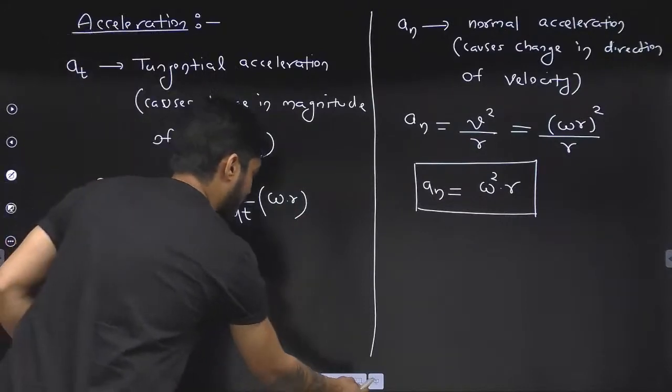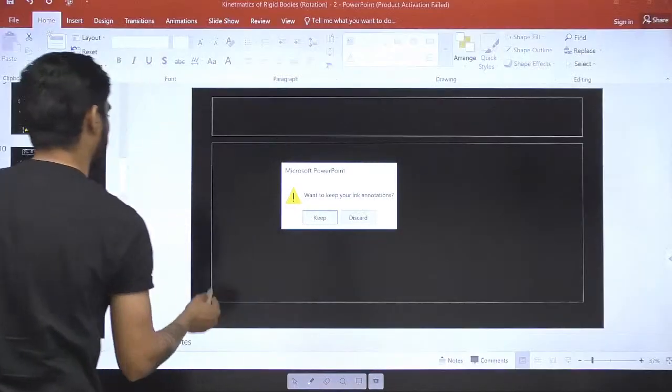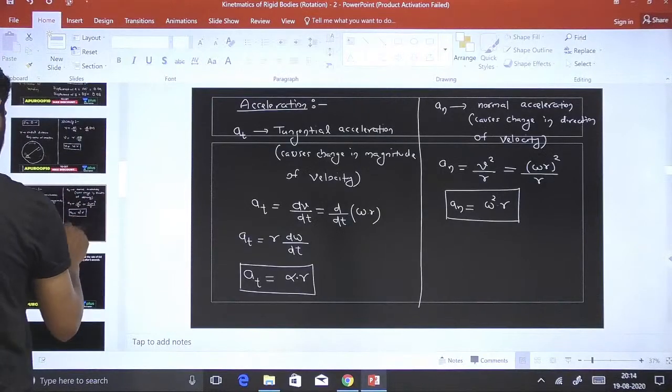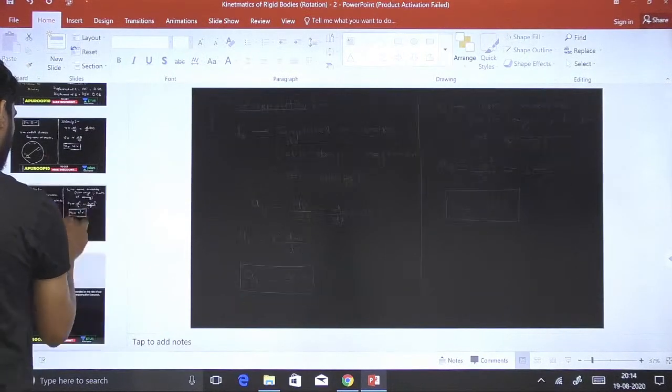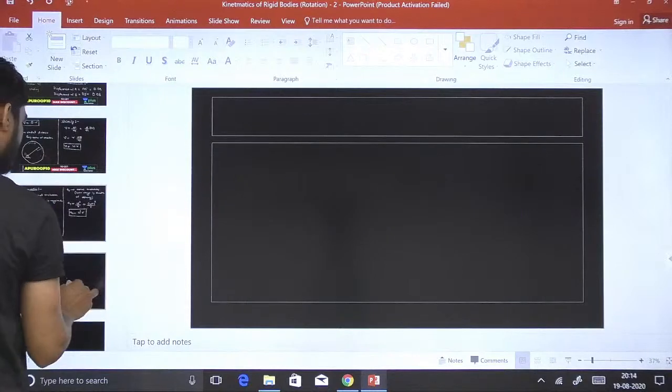Okay, so again pardon me, I have to add one more slide. I'm so sorry for this. I'm so sorry for this. 2-3 slide add कर देता हूँ. Okay.